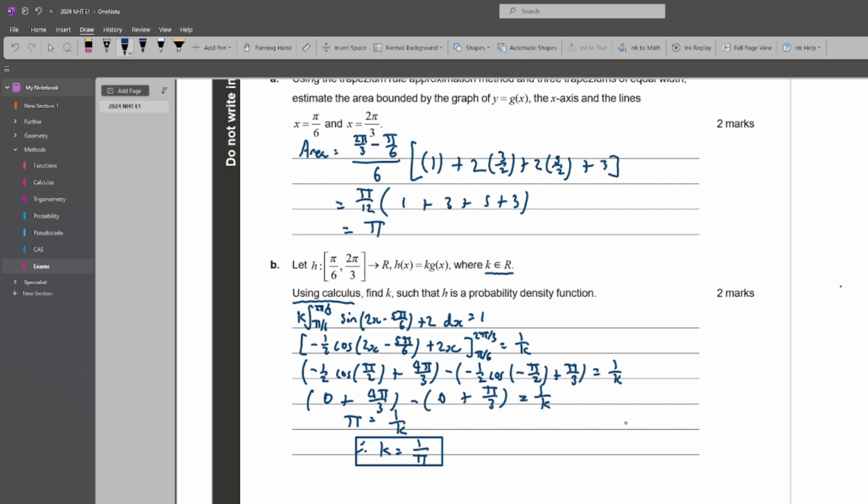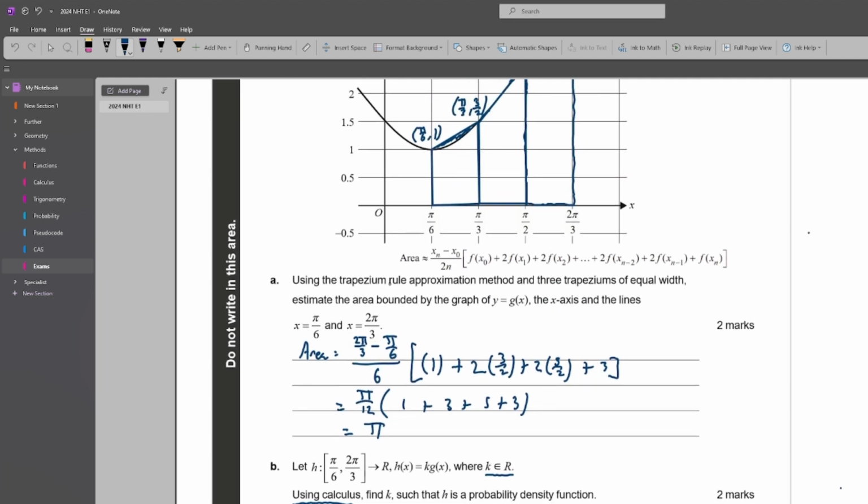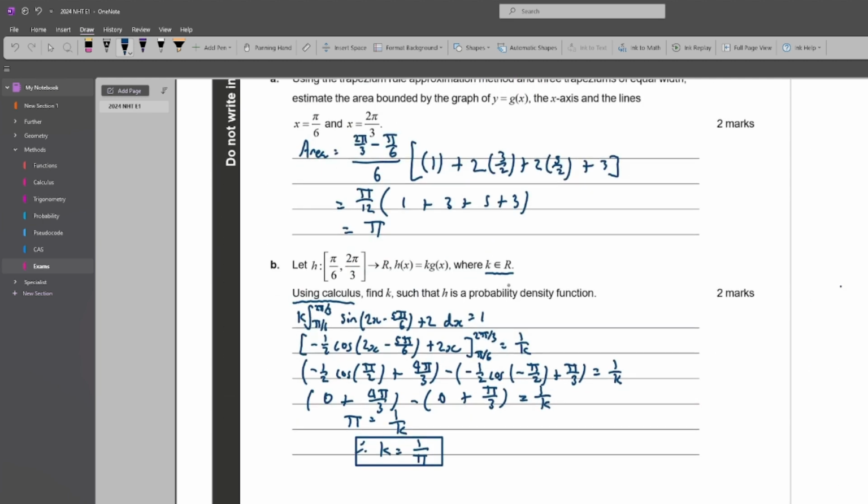Reasonably confident anyway. I am a little bit surprised this is only 2 marks. This is a lot of work. We could have just used our estimate from the trapezium method, except that it says using calculus. So I do think we had to do all this integration, which was a lot of work.